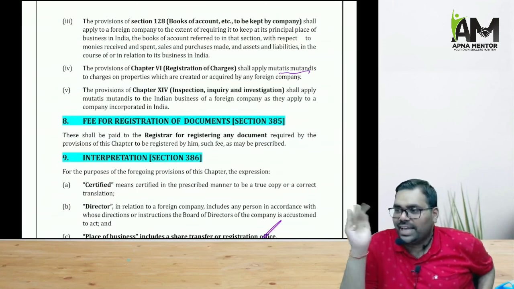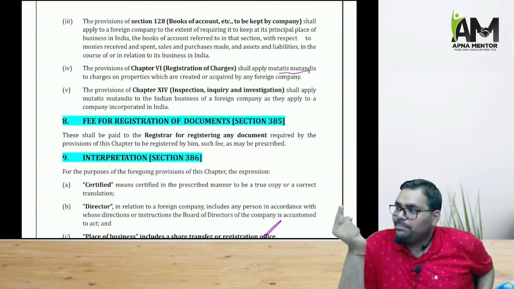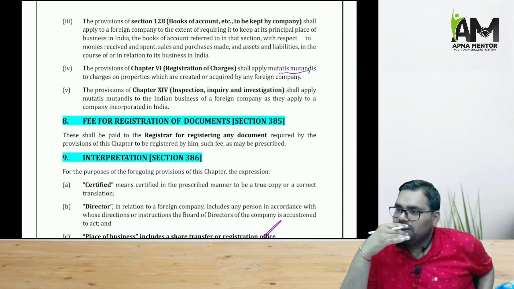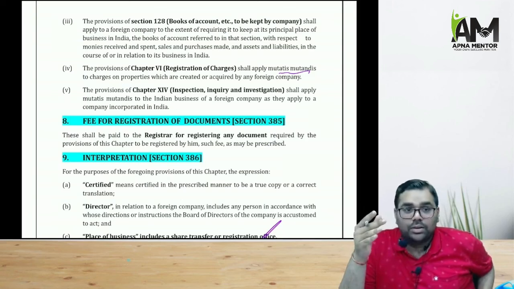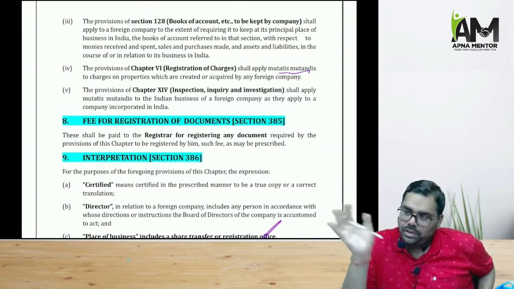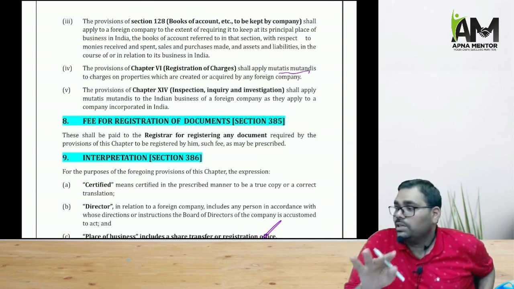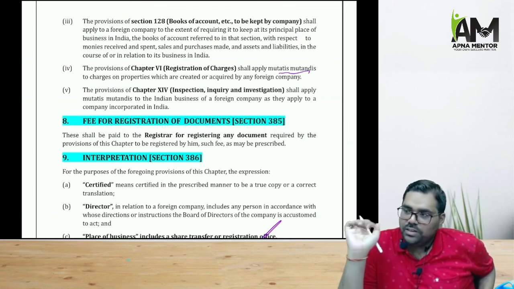Section 379 क्या था? Applicability of the act. What was 380? Documents to the ROC. What was 381? Accounts. 382, display of name. 383, service of notice.